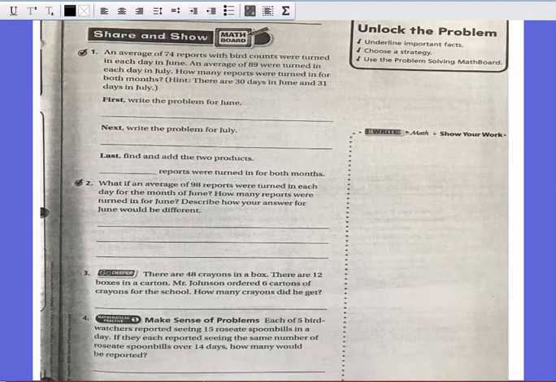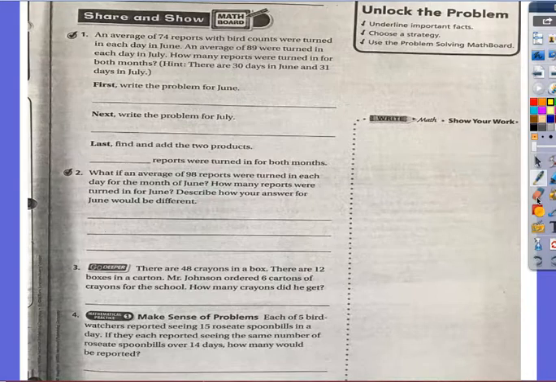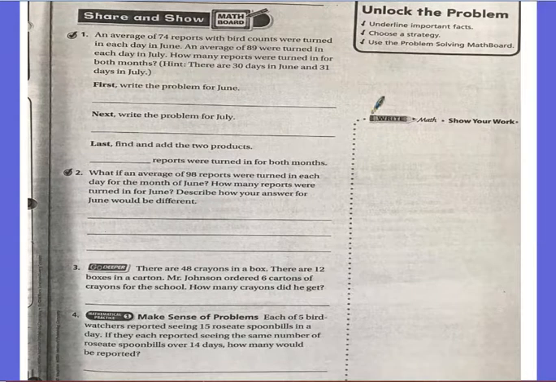So the first thing that I'm going to do is circle the information that I think is the most important facts that I might need. So I'm going to circle that there had been 74 reports that were turned in each day in June.